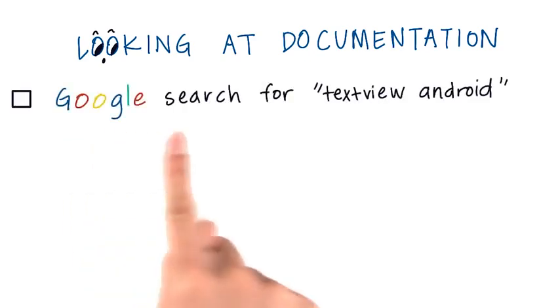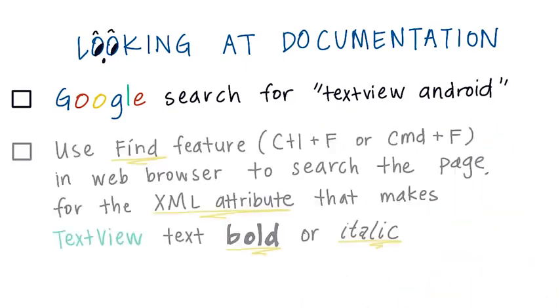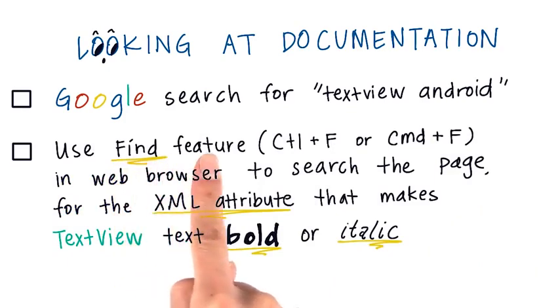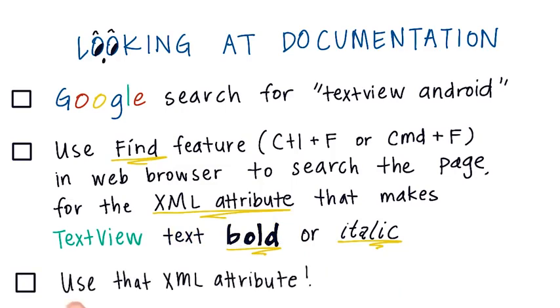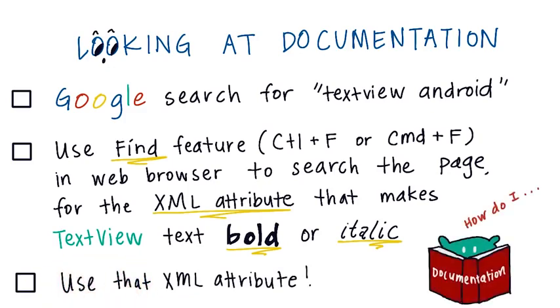So first, I want you to Google search for TextView Android to find the reference documentation for TextView. Then I want you to use the Find feature in your web browser to search the page for the XML attribute that makes the TextView text bold or italic. We haven't covered this XML attribute before, so this is an opportunity for you to learn it on your own. Once you find something that might work, go ahead and try to use it. If that doesn't work, then no problem at all. Just keep going back to the documentation until you find the one that works.